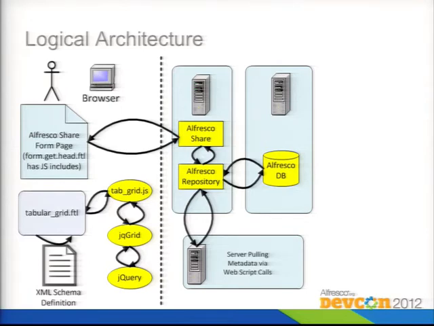No big customizations there. At the share level, we're overriding form.get.head.ftl to have some additional JS includes, right? We've got the jQuery libraries and good stuff like that. So that's really the only change: you're adding some includes. The share form itself is what you'd be used to creating. You're defining what attributes you're going to show. The only difference is when you get to the attributes that are tabular, instead of going to the default text viewer, you're going to use a custom control called tabular grid FTL.